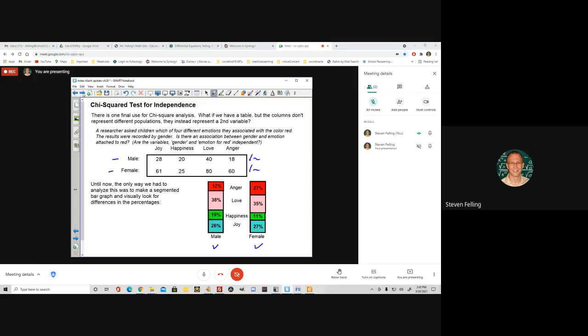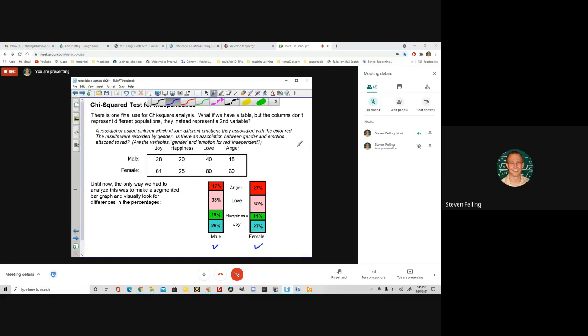This thing here with the kids is a little different. It's not really 2 different sets of samples or 4 different sets of samples. This is really one big class, right? It's one sample. But in this class, we ask each kid 2 questions, right? Which word do you associate with red, and what is your gender, right? And so we really have 2 variables for each element in a single sample.